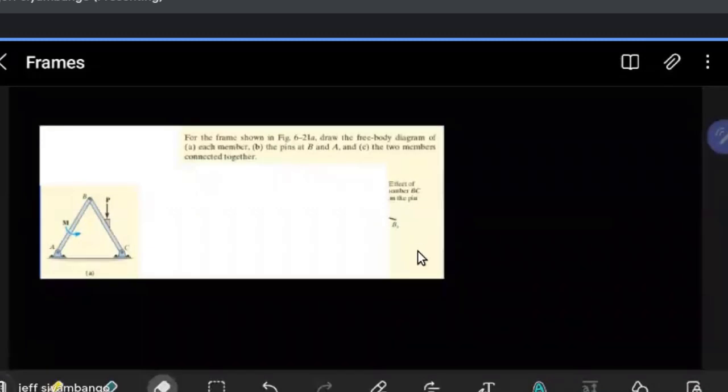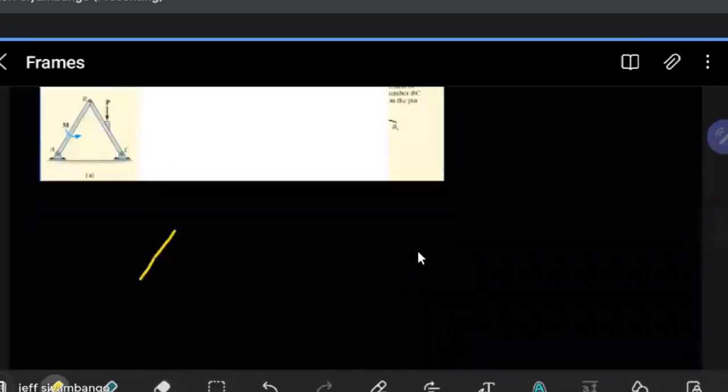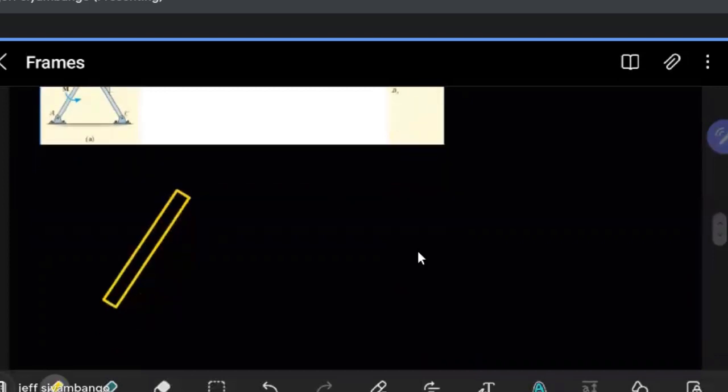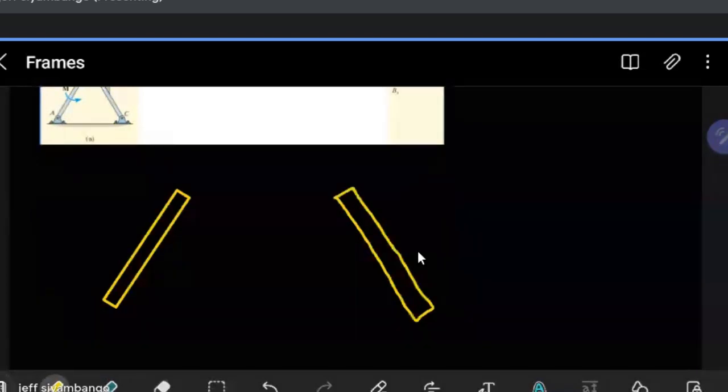How do we approach it? Well, just like before, we're going to follow those same steps. The first thing that we do, we want to draw the members separately. So we're going to isolate the members. Let's draw this one. And let's draw the other member. Okay, so this is done.